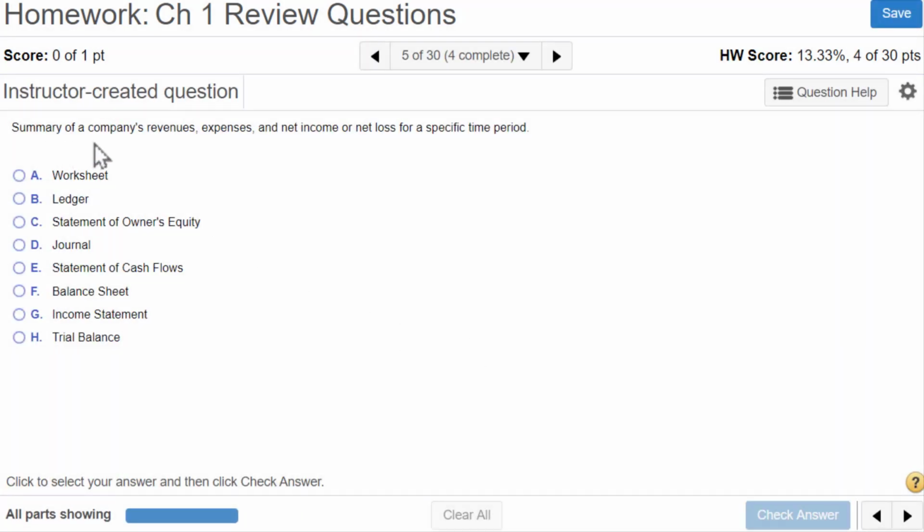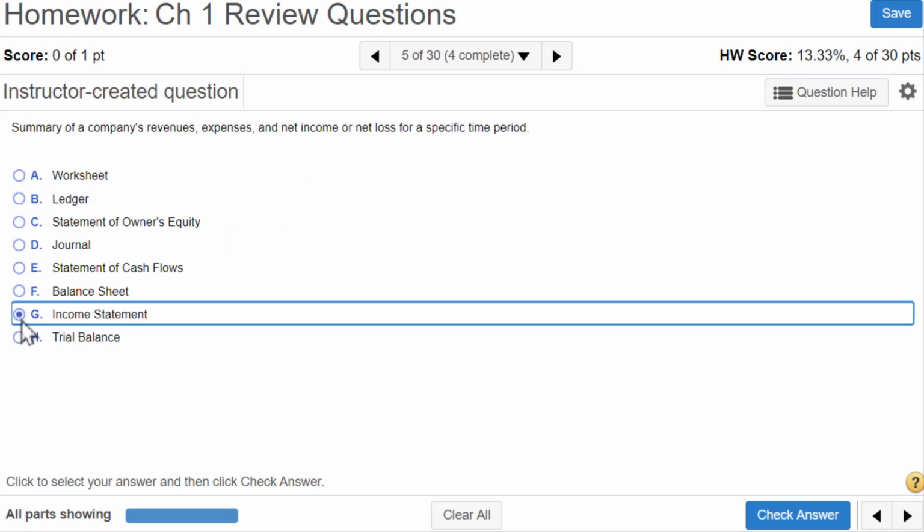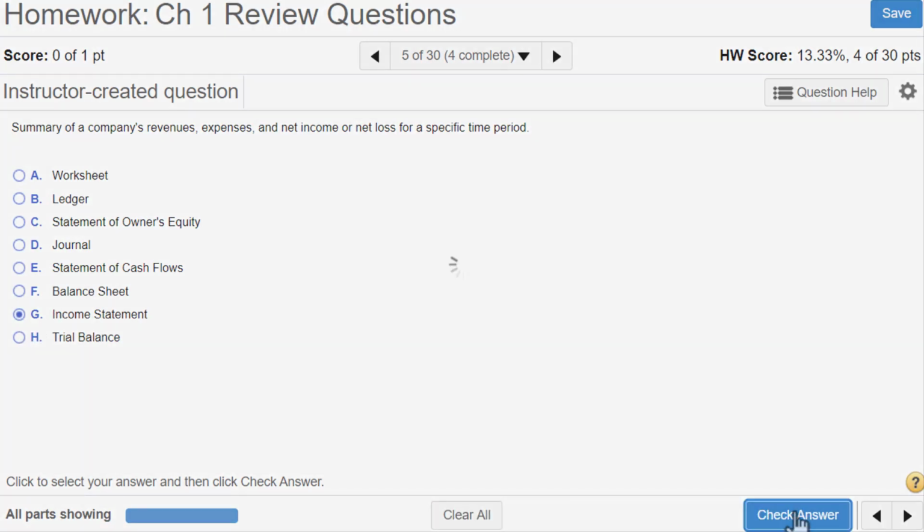What do you call a summary of a company's revenues and expenses and net income or net loss for a specific time period? So in other words, which financial statement shows revenues, expenses, and net income? Well, hopefully you know that that's the income statement, also called profit and loss.